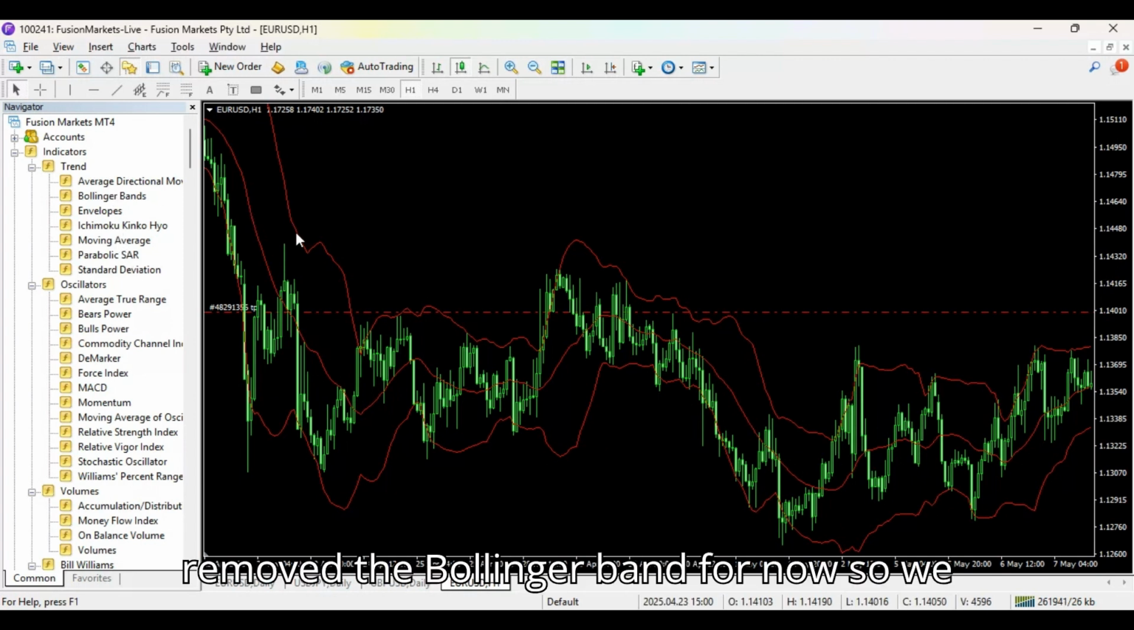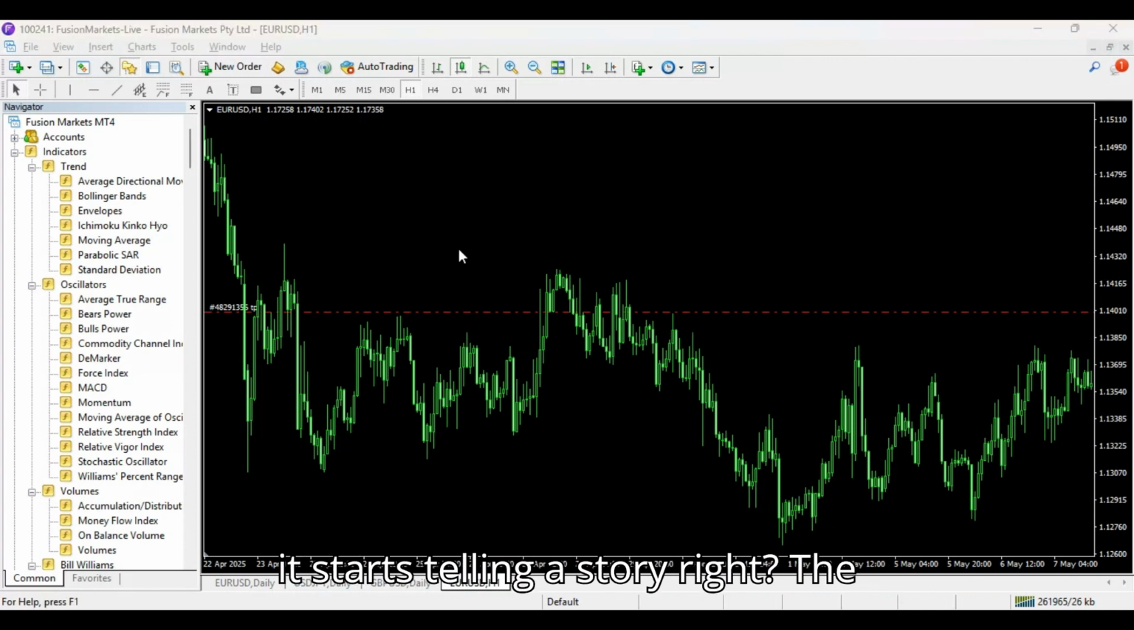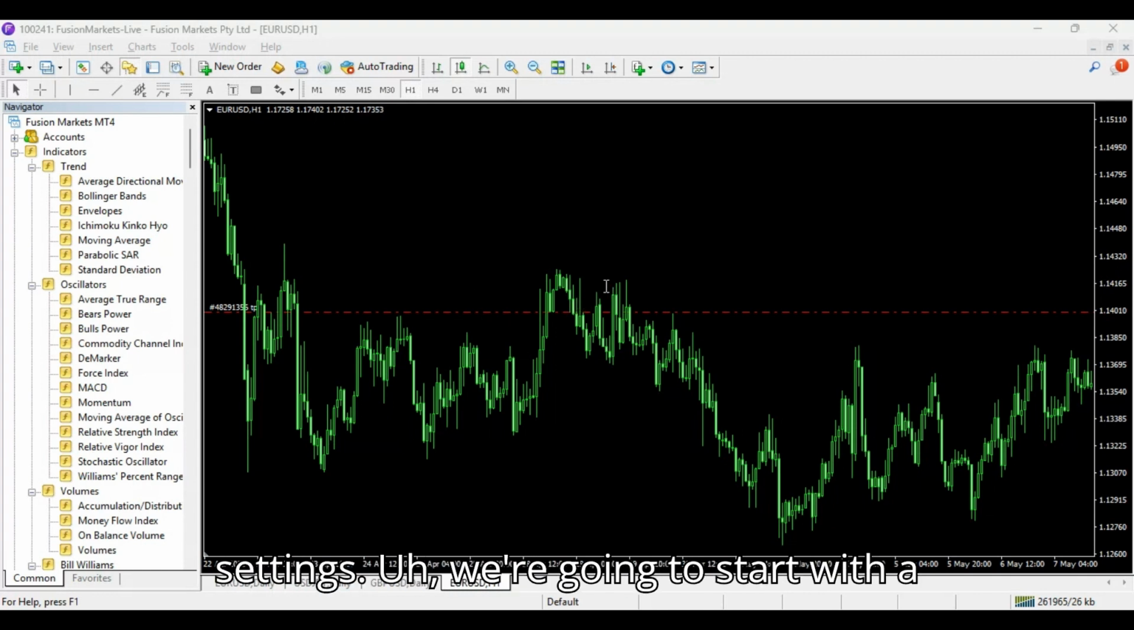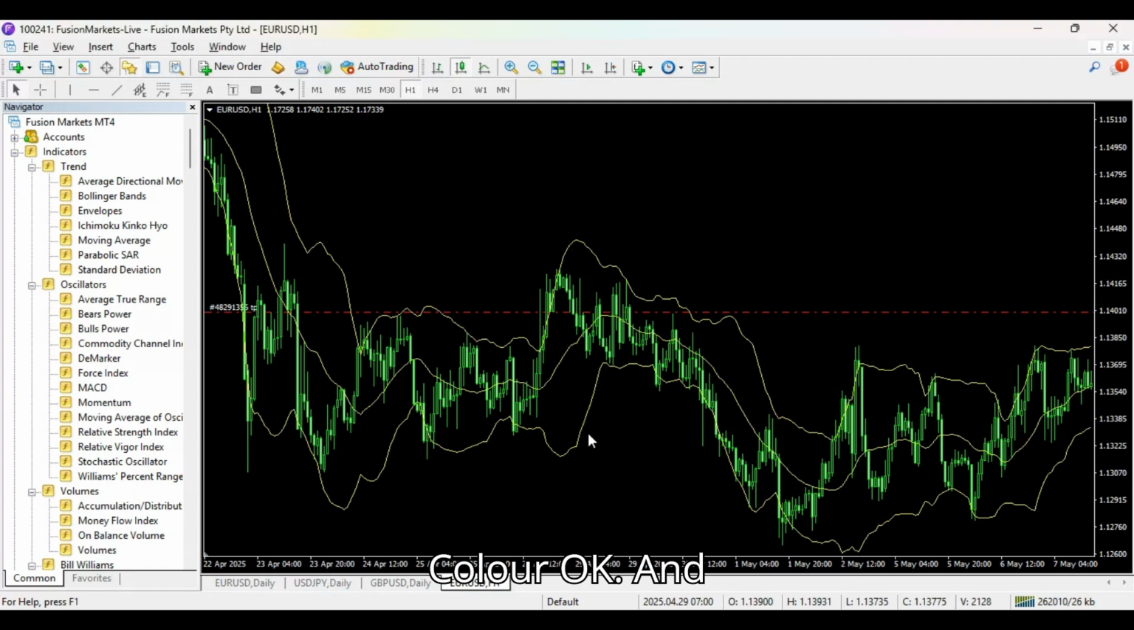I've removed the Bollinger Band for now, so we can start on a simple chart. Looking at a chart, it's nothing more than just price action. But the moment you start putting indicators into a chart canvas, it starts telling a story, right? The Bollinger Band contains a number of settings. We're going to start with a period of 20 days and standard deviation of 2 applied to the close of the trading day, with, let's go with maybe a yellow color. Okay. And here it is.